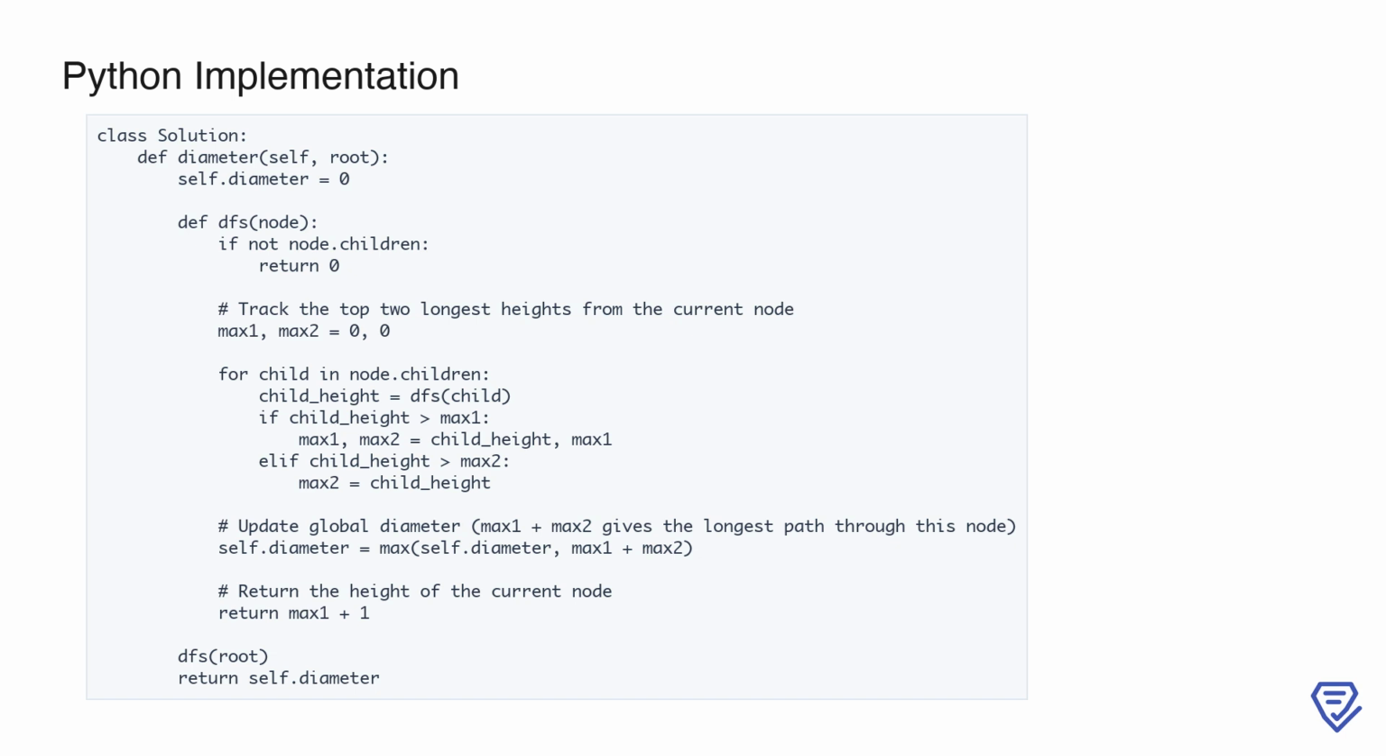The diameter is updated at each node by comparing the current value of self.diameter with the sum of max1 and max2, the longest path that passes through the current node. Finally, the function returns the height of the current node, which is max1 plus 1, the height of the tallest subtree plus the current node itself. After the DFS traversal is complete, the maximum diameter is stored in self.diameter, and the function returns it as the result. This ensures that the solution efficiently computes the longest path in the tree, with a time complexity of O(n), where n is the number of nodes in the tree.